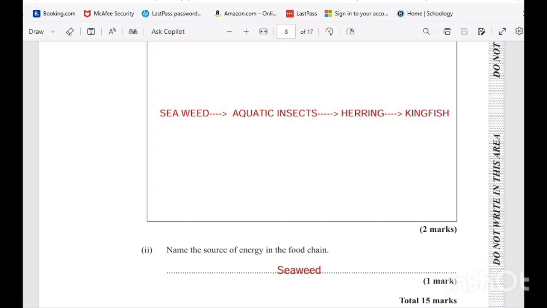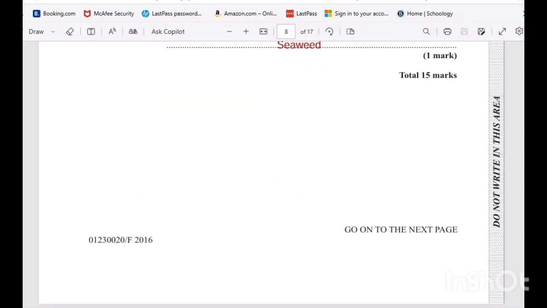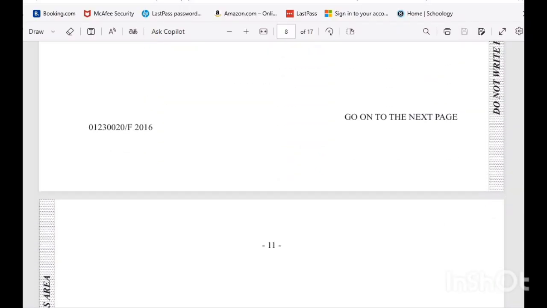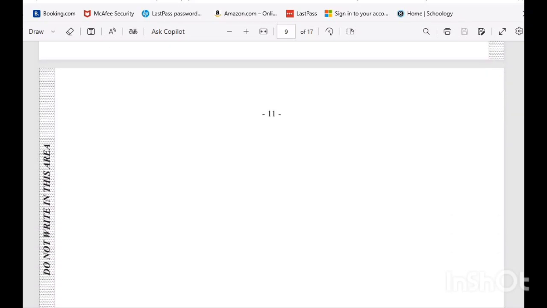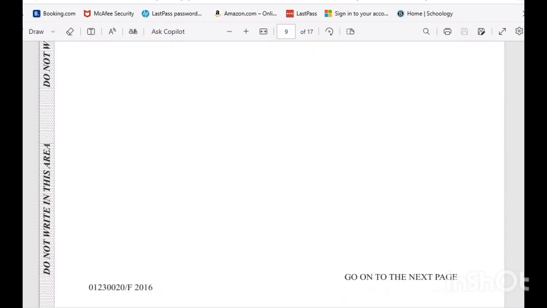Name the source of energy in the food chain. It would be your seaweed. 15 marks for that beautiful question. It wasn't a hard question at all. All right, this is a blank sheet. Let's go.